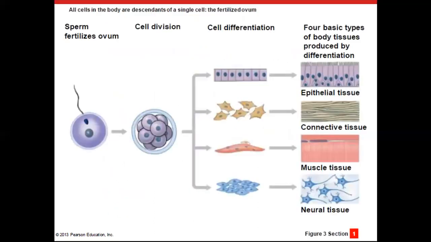Again, a figure that illustrates that differentiation from an ovum that has been fertilized, here's a sperm, into one dividing cell, and those cells that divide differentiate into these 4 different types of cells that make up these 4 different types of tissues.